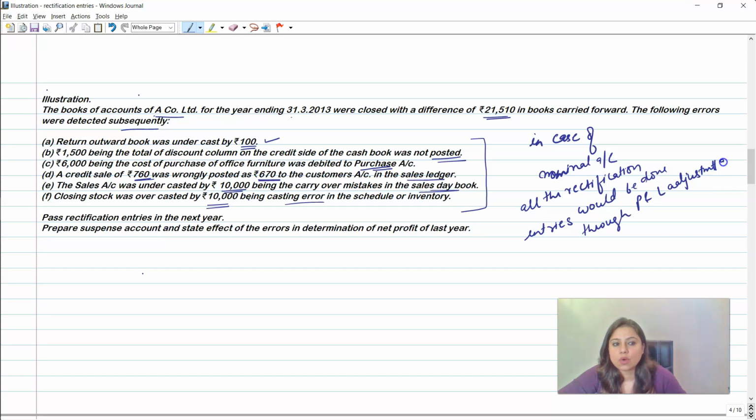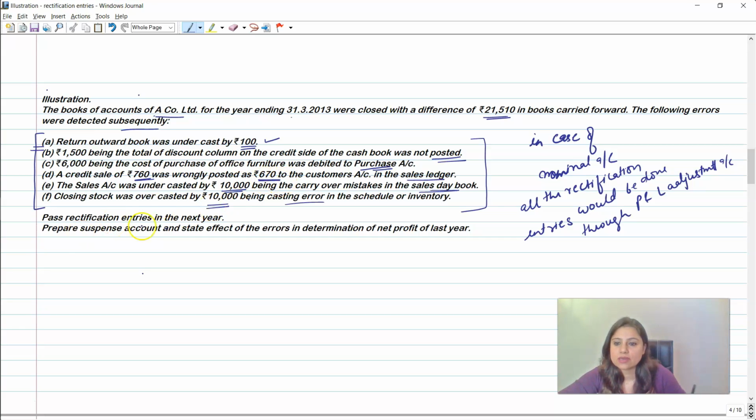Here all such adjustments, because we've already closed the books of accounts, the final books for the year ending 31st March 2013 have already been closed. So we cannot go directly to the ledger accounts wherein we have found such mistakes. We cannot separately go to these ledger accounts and pass the entries, especially in the case of nominal accounts. So in that case, the entries would be passed through the P&L adjustment account.